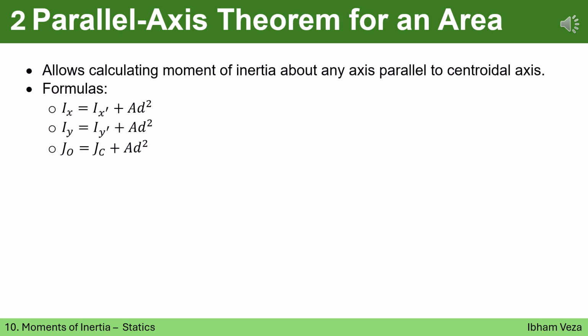Parallel axis theorem for an area. The parallel axis theorem allows us to determine the moment of inertia about an axis that is parallel to a centroidal axis. Instead of performing a new integration, we can use the centroidal moment of inertia and add the product of the area and the square of the distance between the two axes. This theorem greatly simplifies calculations for complex sections and is extensively used in engineering design.